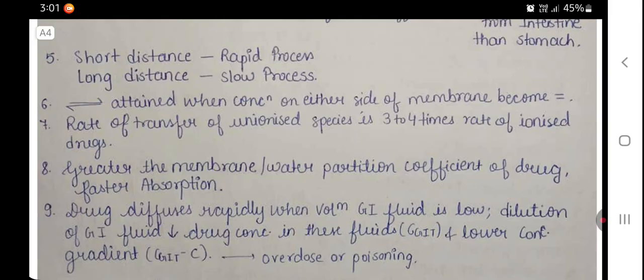Next is, the greater the membrane water partition coefficient of the drug, the faster will be the absorption. As we know that the membrane is lipoidal in nature, so the lipophilic drug will easily diffuse at a faster rate, and it can easily get solubilized in the lipid layer of the membrane.